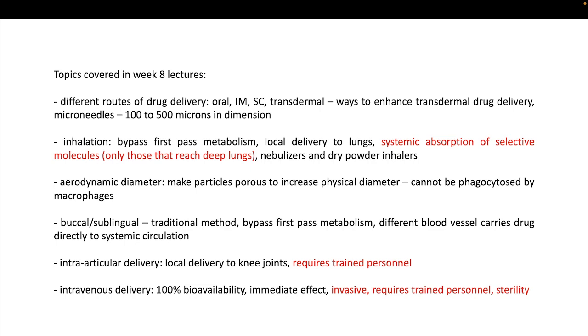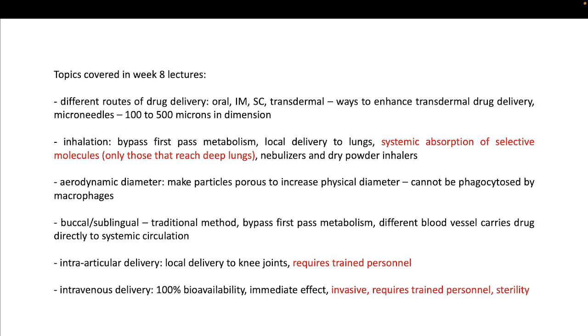Another method is intra-articular delivery, which is also local delivery and helps increase the concentration of your drug in the knee joints. So you can directly inject whatever drug you have into the knee joints. This is most often used for diseases such as rheumatoid arthritis, which are localized towards the knee. The disadvantage associated with this method is that it requires trained personnel. A patient cannot self-administer it, so the patient always has to go to the hospital to get the drug dose.